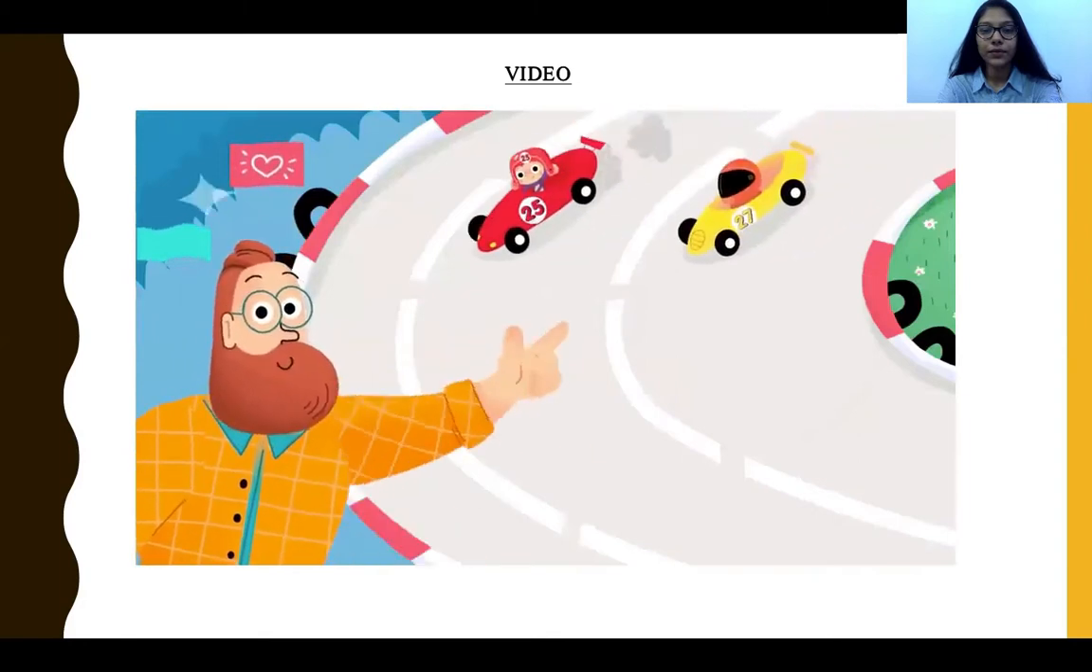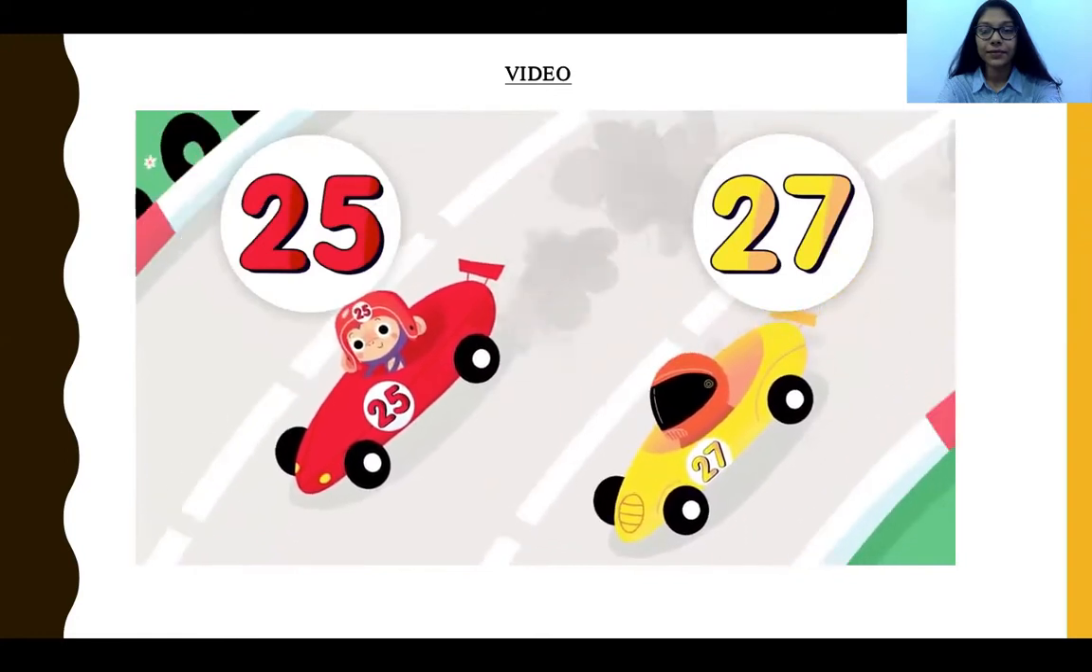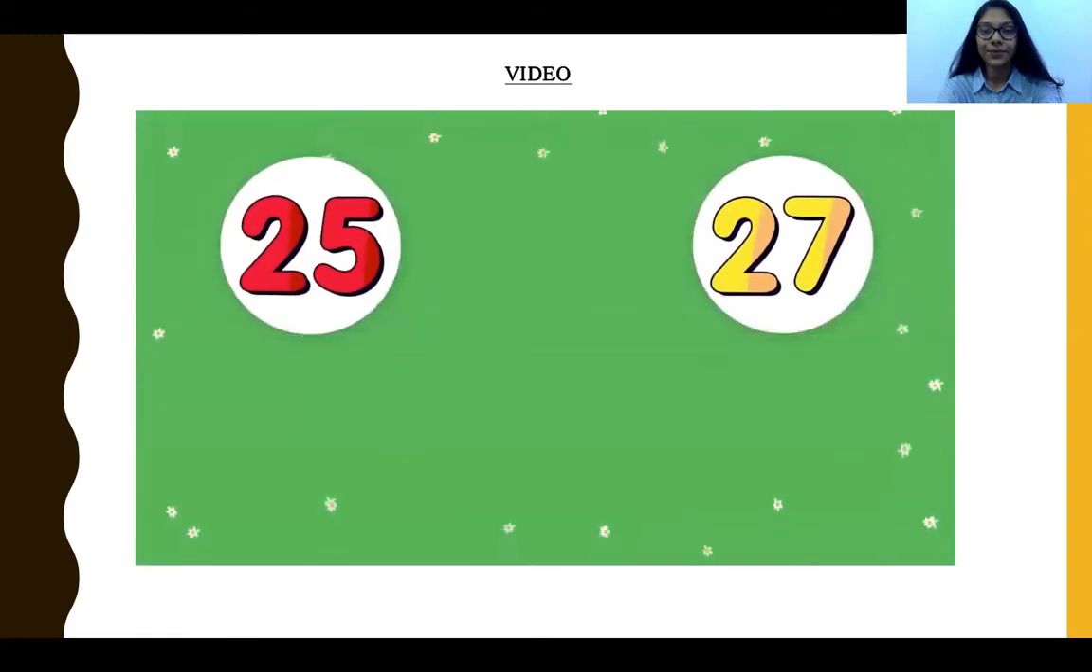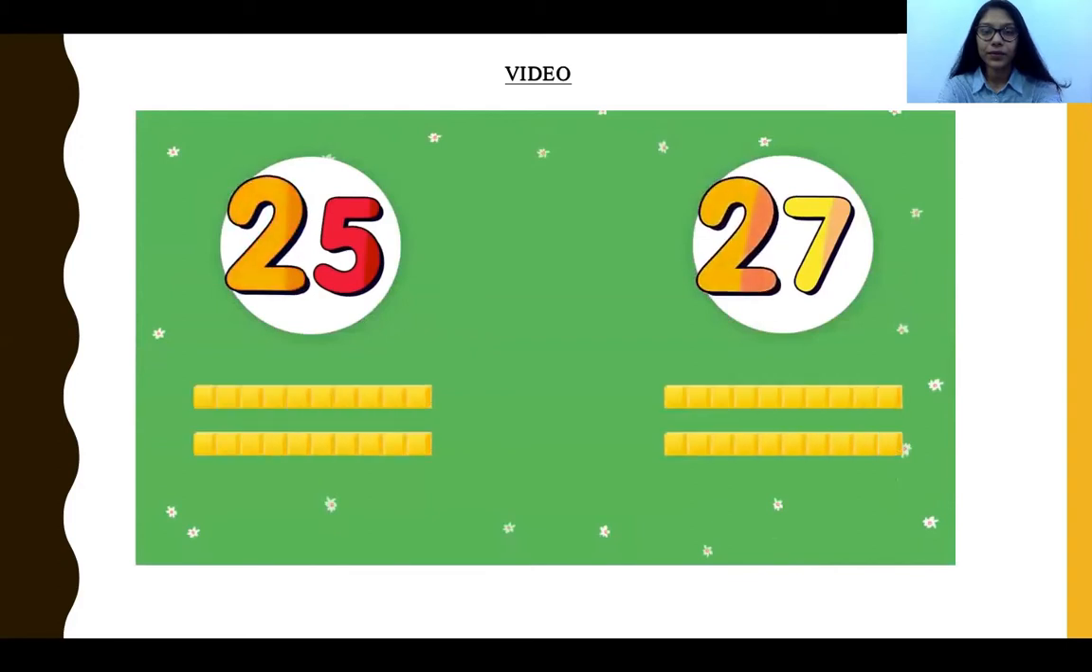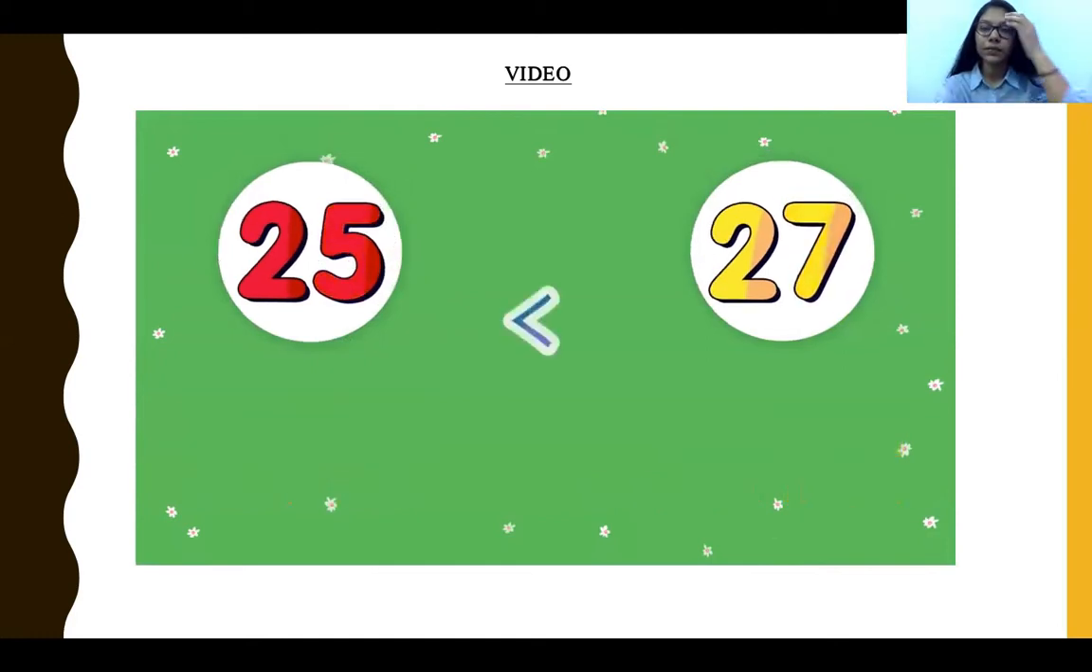Whoa, look! There's another car with a new number. That number greater than 25? Well, first we can look at the largest place, which are the numbers on the far left. They are the same. They're both 2. That's okay. If the tens place is the same, then we can just compare the ones place. See? We can compare using place value.